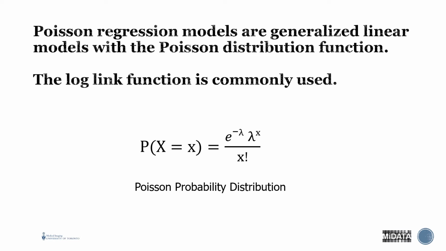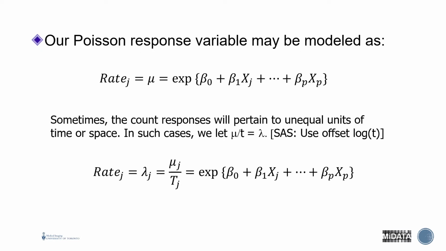I've just put down here on the slide the Poisson probability distribution, where x is a random variable and lambda is your rate. So the Poisson response variable may simply be modeled as the rate, which is what you're interested in, so mu. And on the other side of the equation, as we've seen before in the logistic regression, for example, you have to exponentiate the linear portion of your equation, with beta naught being your intercept and beta 1 x1 being your first covariate.